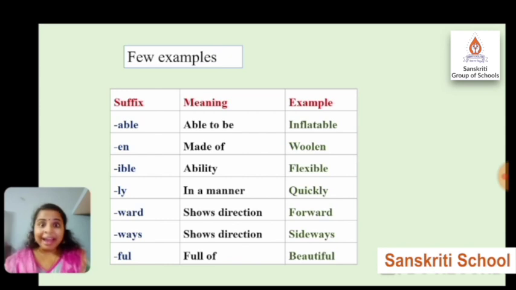Ways, again, direction. The words that end in ways show direction. Sideways. Full, which means full of, beautiful. The thing is very beautiful. It means it is full of beauty. Understood, children? These are some of the examples of suffixes. You have so many suffixes. If you go through it, you will get to see that there are so many suffixes in English.